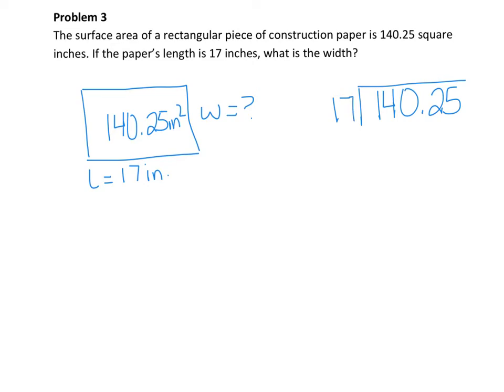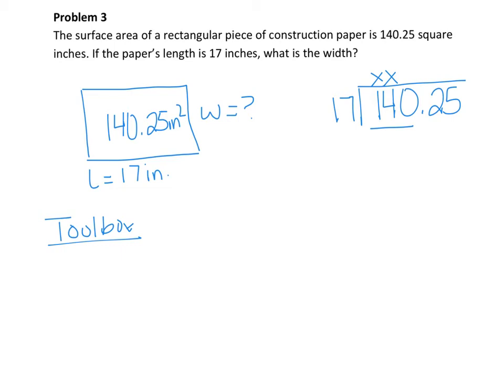So start with 1. 1 divided by 17, I can't do. 1's too tiny. 17's too big. So now I have 14. 14 divided by 17. Still too small. 17's too big. So 140. Well, I need to do my toolkit because I'm not really sure. Or toolbox. So 17 and 140. Oh my goodness.